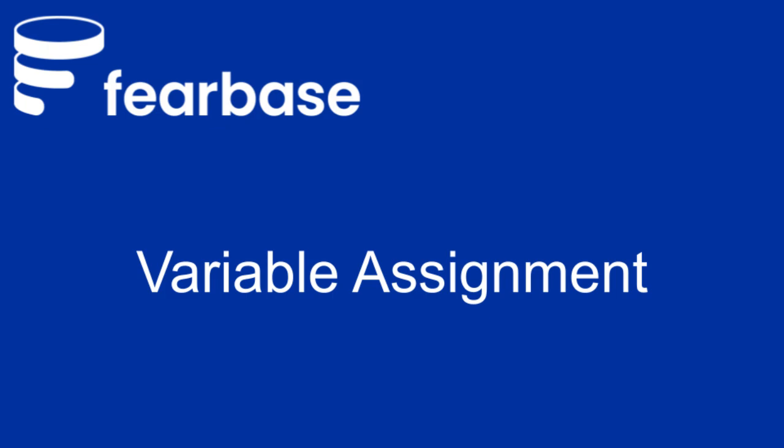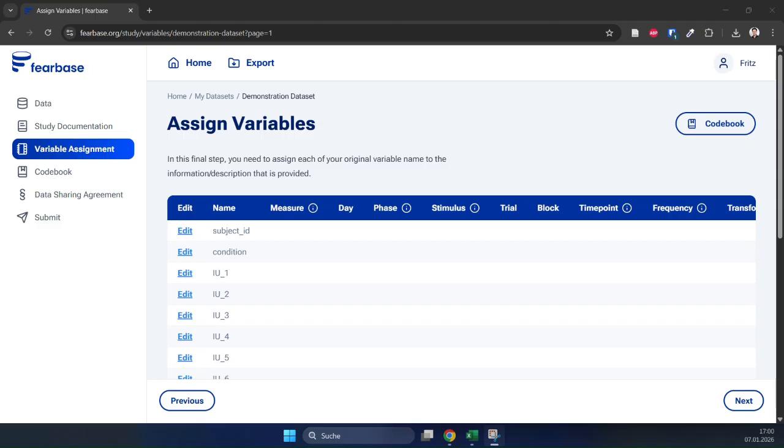In this step, we bridge the gap between your raw dataset and the standardized metadata required for analysis. The goal here is to document exactly what each of your variables represents and homogenize your nomenclature. This ensures that every variable in your dataset is correctly linked to the metadata you provided earlier in the study documentation and can be connected to other datasets.